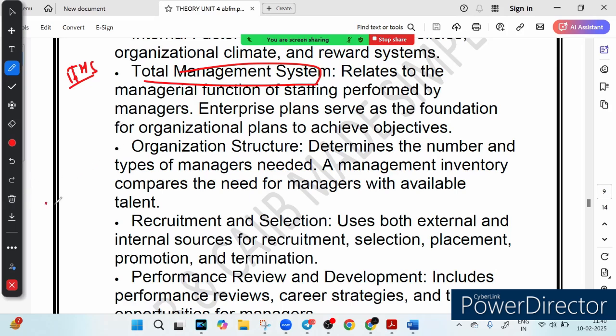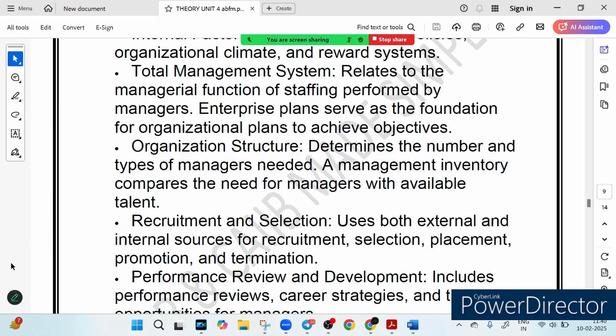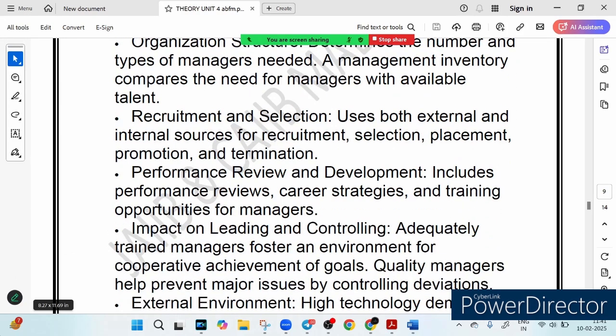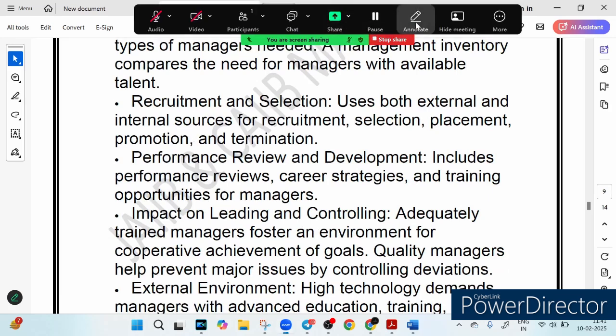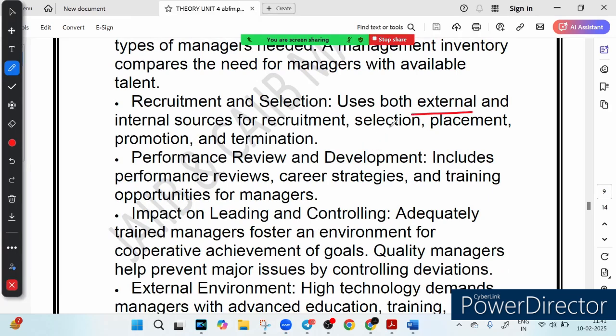Then we have something called organization structure. It determines the number and type of managers needed. A management inventory compares the need for managers with available talent. So comparison is done: how much is the available talent, how many managers are needed. Then we have something called recruitment and selection. We can use both external and internal sources for recruitment, selection, placement, promotion and termination.